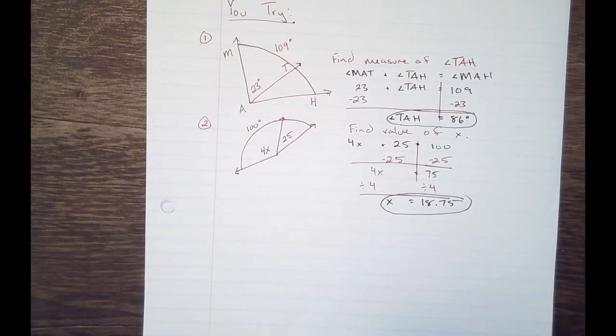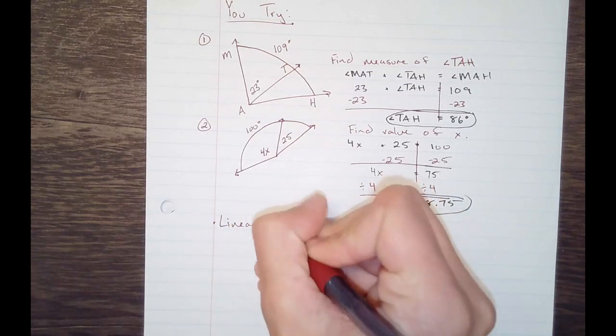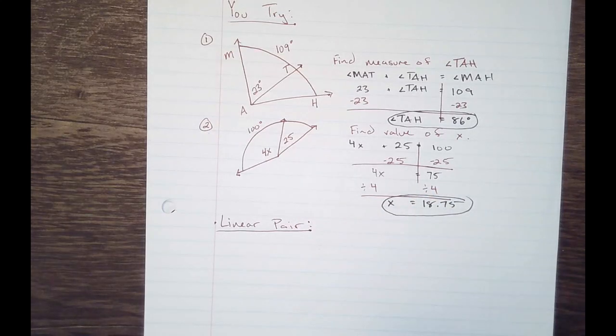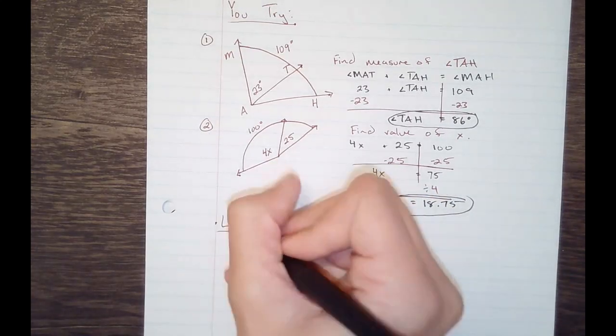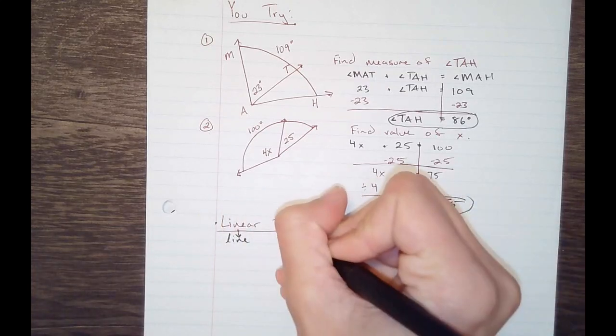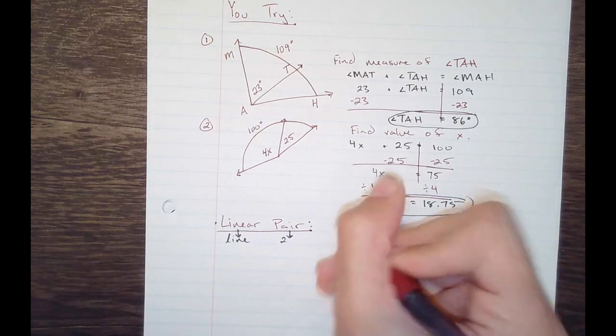Okay, well, linear just means line, and if you have a pair of something, that means you have two things. Linear pair is two adjacent angles that make a line.